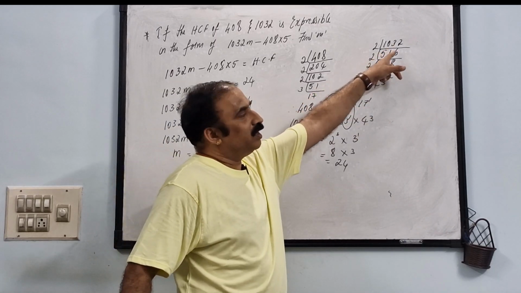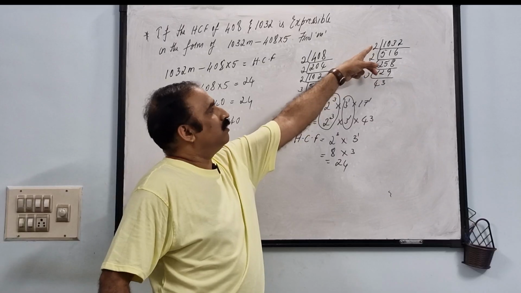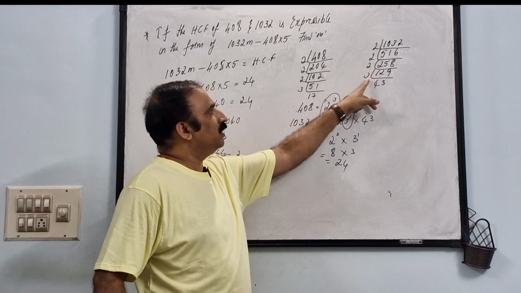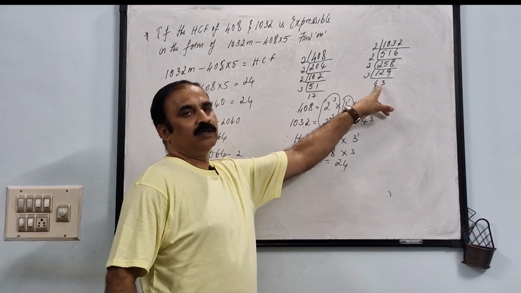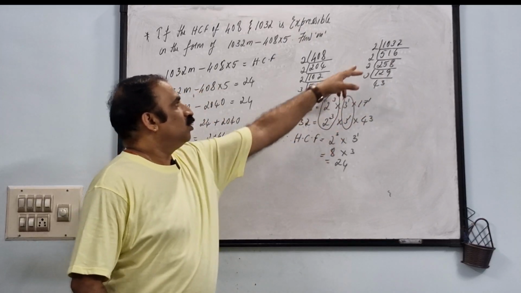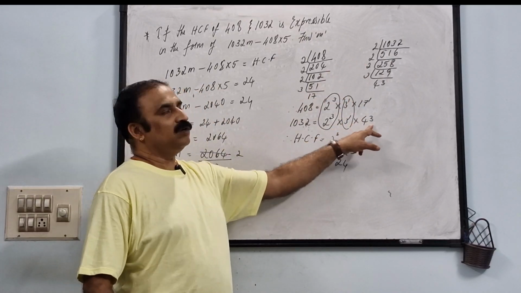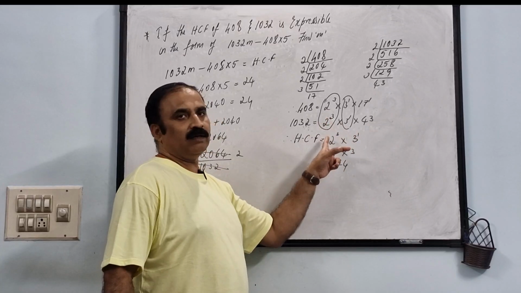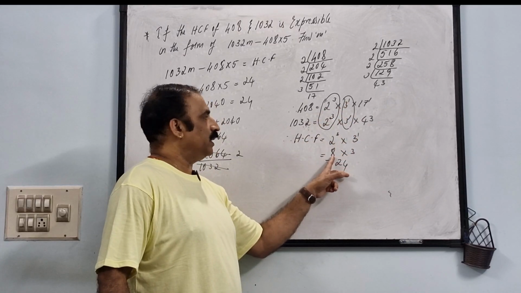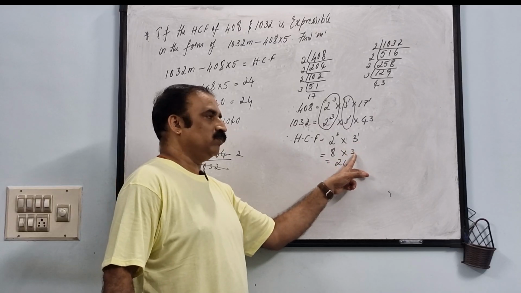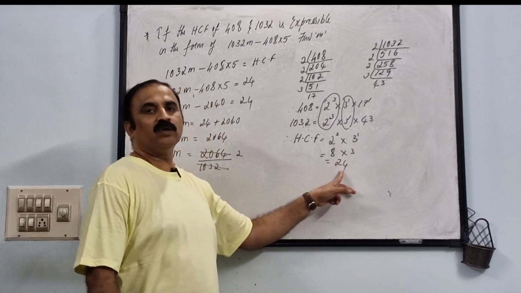Next we take 1032 and find the factorization of it. It goes by the 2 table, then by 3, and at 43 it stops. It's a prime number. So 2 to the power of 3, 3 to the power of 1 into 43. Now the common factor is going to be 2 to the power of 3 and 3 to the power of 1. 2 to the power of 3 is 8 and 3 to the power of 1 is 3. 8 3s is going to be 24.